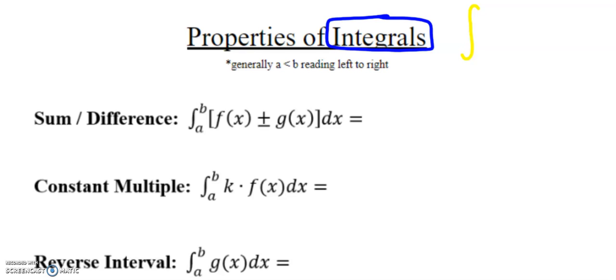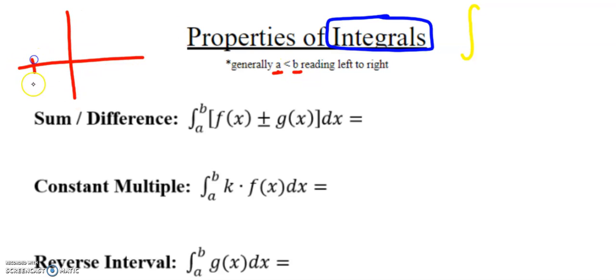How can we work with them? How can we help ourselves to be able to evaluate them? What types of tips and tricks do we have? And how do they relate with one another based on what you're seeing on a graph, what you're finding, etc. So generally, we're assuming that a is less than b when you're reading from left to right.